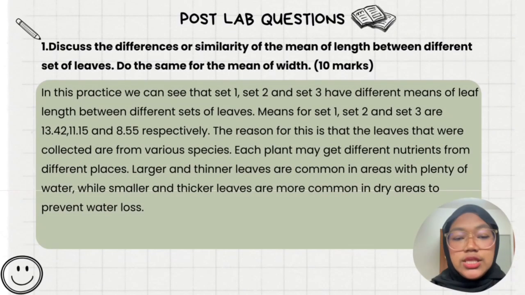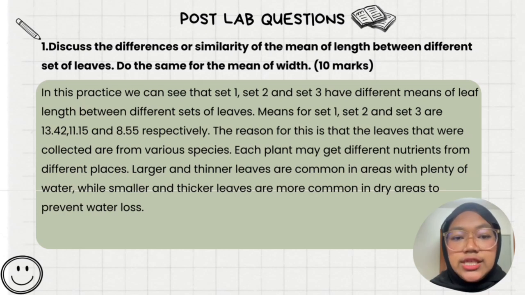Next, we will move on to the post-lab questions. The first question is to discuss the differences or similarities of the mean of length between different sets of leaves. Do the same for the mean of width. In this practical, we can see that set 1, set 2 and set 3 have different means of leaf length between different sets of leaves. The means for set 1, set 2 and set 3 are 13.42, 11.15 and 8.55 respectively.